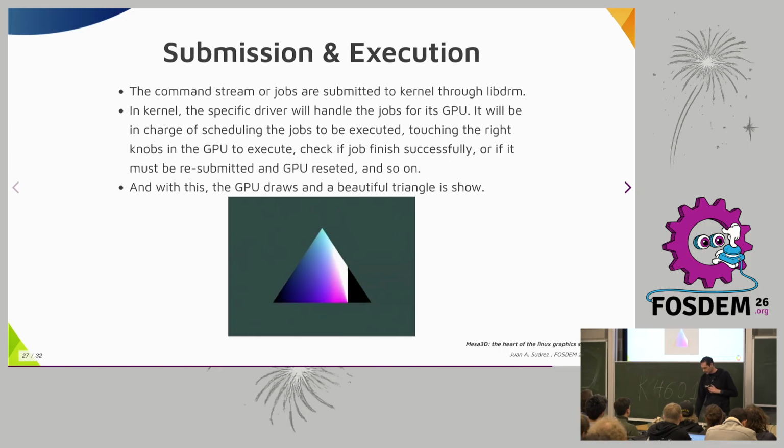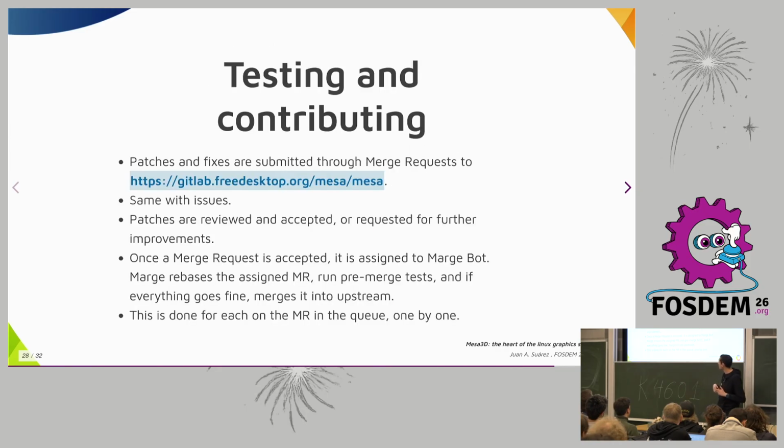So more or less, this is a simplification of what happens behind the curtains when you run OpenGL or Vulkan. Now, from the point of view of the project itself, how do we test and contribute? Basically, we use GitLab, where we report fixes and issues. Patches are merge requests that you submit, and they are reviewed by very smart people.